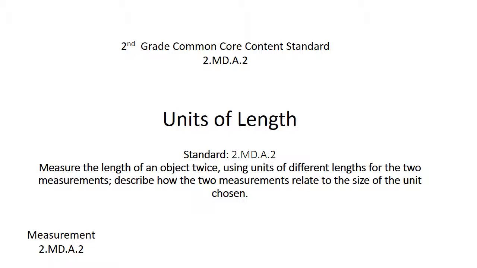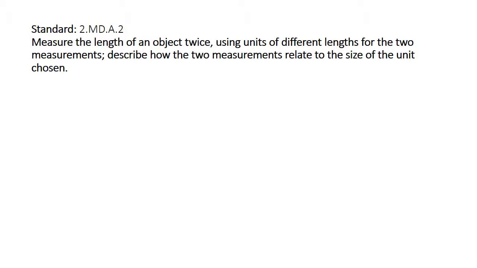Second grade Common Core Content Standard 2.MD.A.2. Measure the length of an object twice using units of different lengths for the two measurements. Describe how the two measurements relate to the size of the unit chosen. This standard calls for something to be measured with two different units of measure.